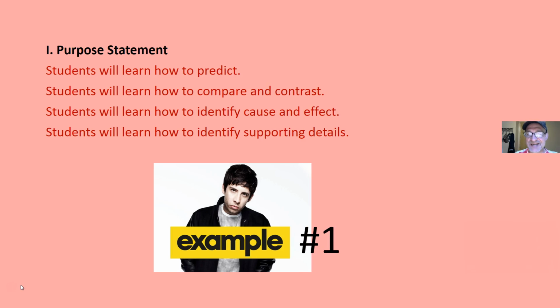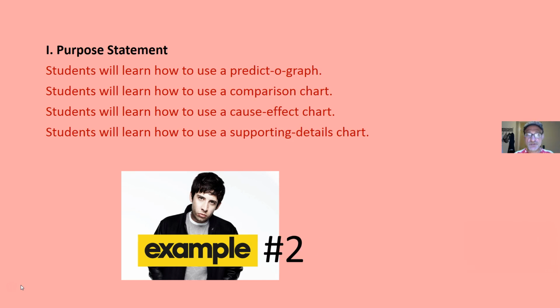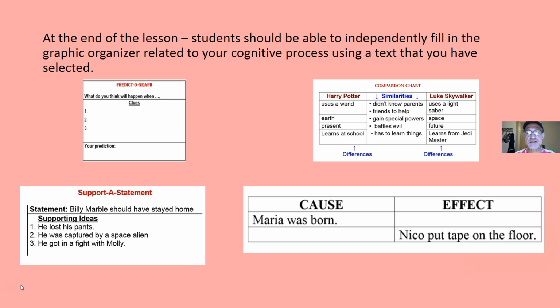You are teaching a cognitive process related to comprehension. You are teaching the process to develop the skills. So at the end of the lesson, your students should be able to independently fill out these graphic organizers using a text that you have selected. That's what they should be able to do at the end of the lesson.